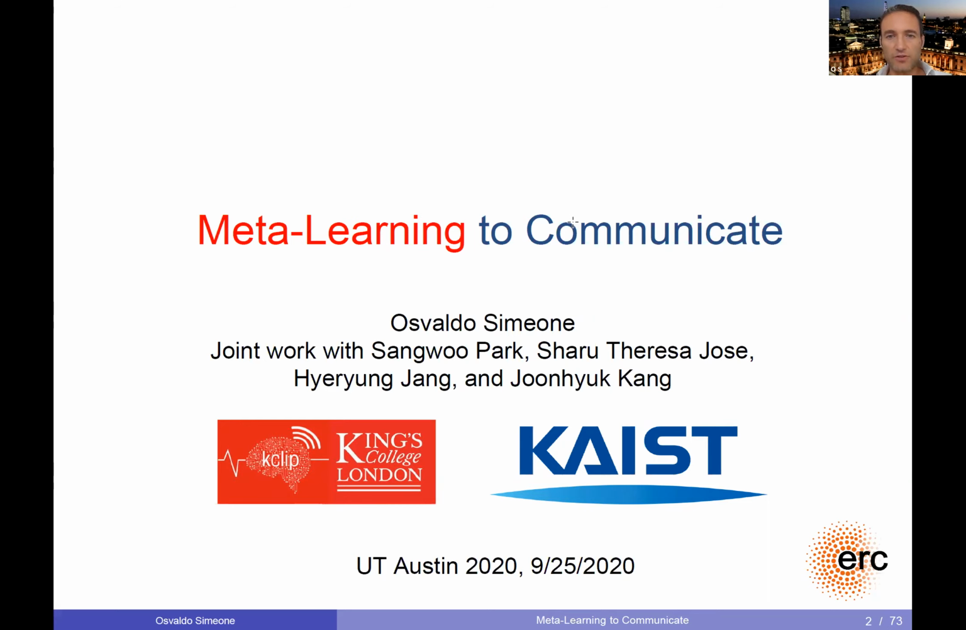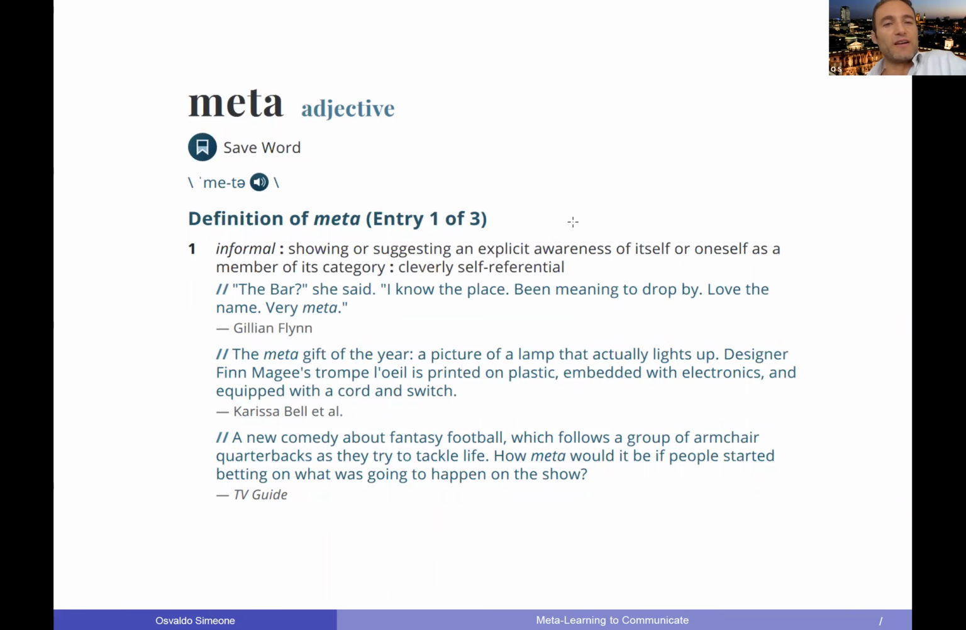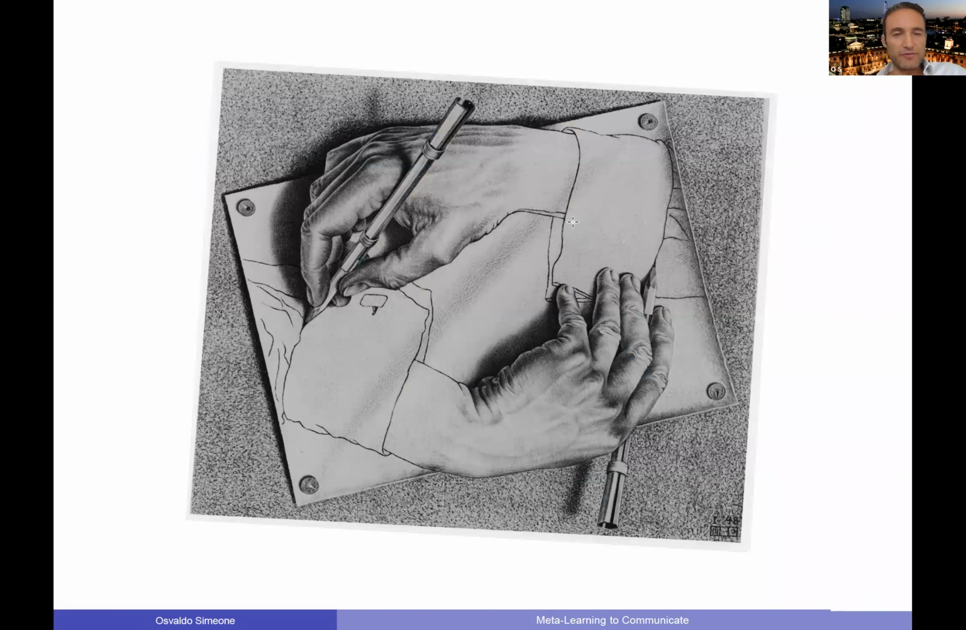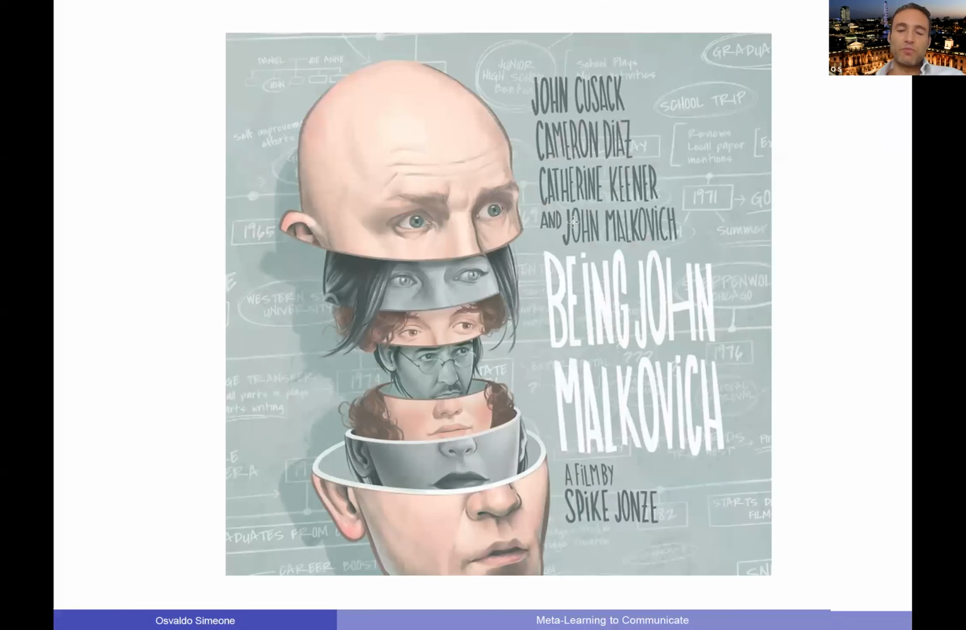And so I think first maybe we can look up in the dictionary to remind ourselves what meta means. Meta is quite commonly used in popular culture these days, and it just identifies things that refer to themselves, right, in a self loop. So meta can refer to a novel like this one by Italo Calvino, which is about the reader reading the novel. It can refer, of course, to the art of M.C. Escher, which is clearly self-loopy, and to a movie like Being John Malkovich, which is ostensibly about the actor starring in the movie.